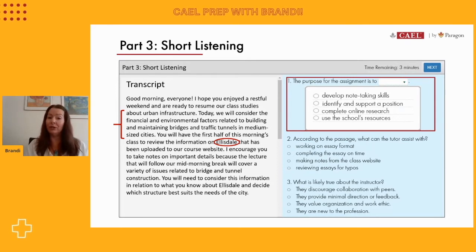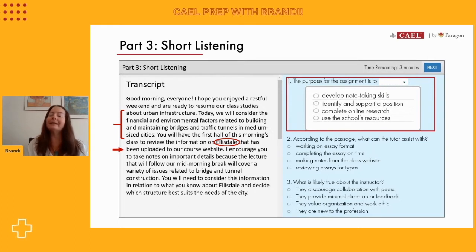So I guess the gist of this topic, based on what we hear at the beginning anyway, is all about whether this city would require bridges or traffic tunnels. So again, it's a study in infrastructure for these cities. So that just gives us the background. It doesn't give us the answer yet for this assignment, but at least right in the beginning, we're able, as listeners, to understand exactly what this class is all about.